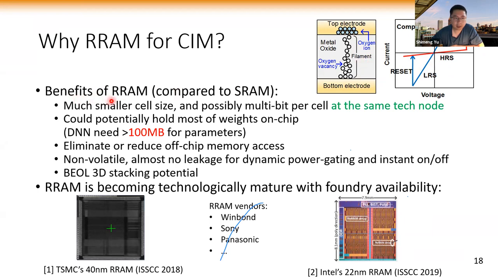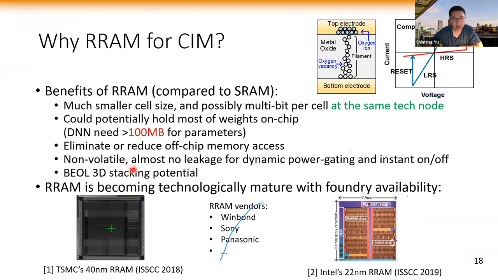The benefit of the RRAM compared to the SRAM is that at the same technology node, the RRAM has a much smaller cell size because it just needs one transistor, as opposed to 6 transistors or 8 transistors in the SRAM. The RRAM is more compact, therefore it may hold more parameters on chip. If we can hold all the parameters on chip, then we can eliminate the off-chip DRAM access, because DRAM is expensive in terms of energy consumption.